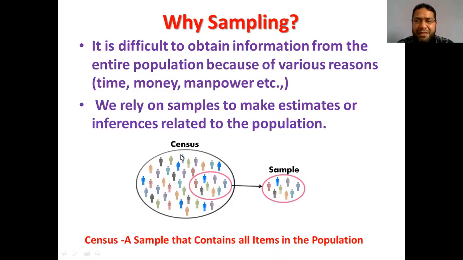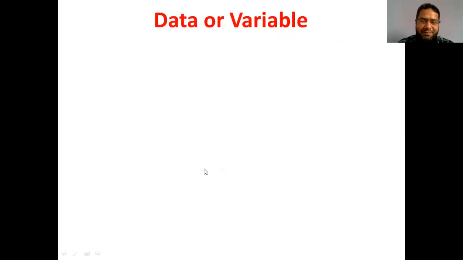But sometimes, for example, when we are estimating the population, what we call a census. A census is a sample that contains all items in the population. Here in a census, we try to reach each and every individual. While a sample is a subset of the population, and on the basis of the study of the sample, we infer the results for the whole population.